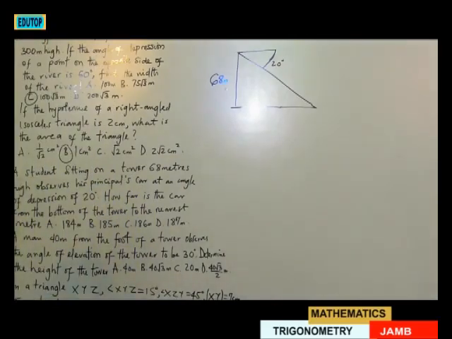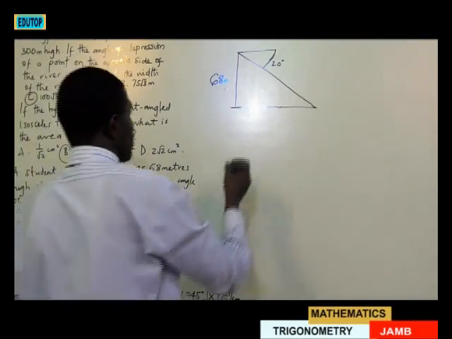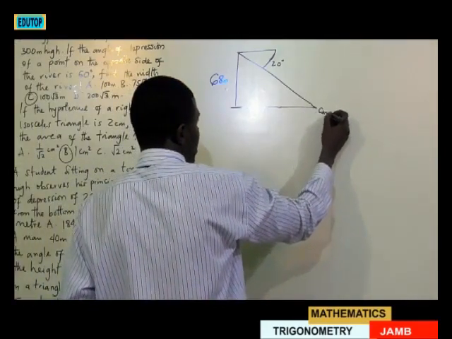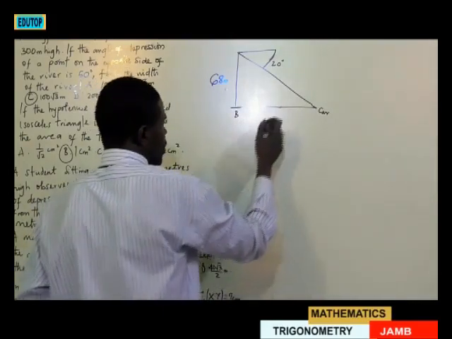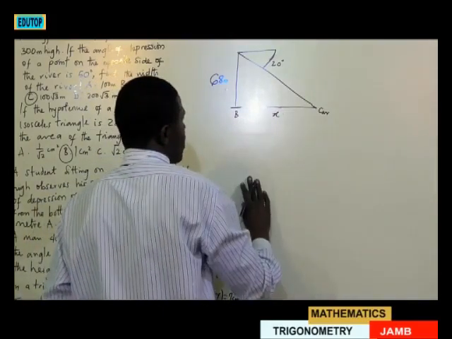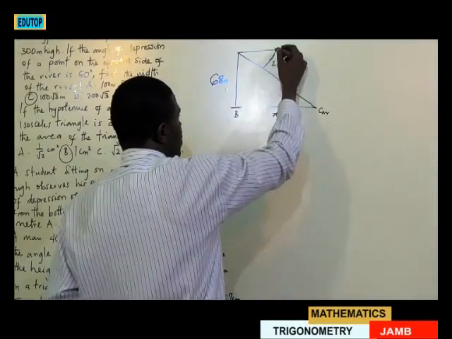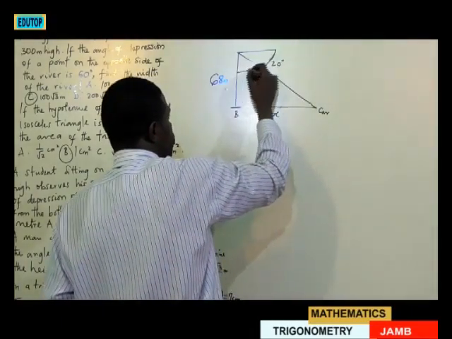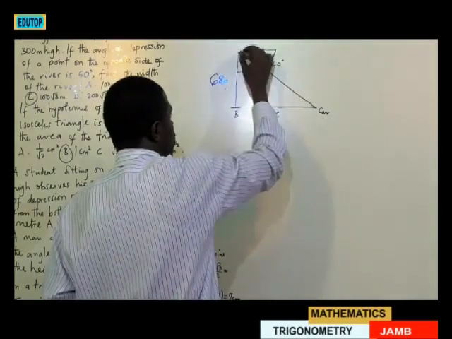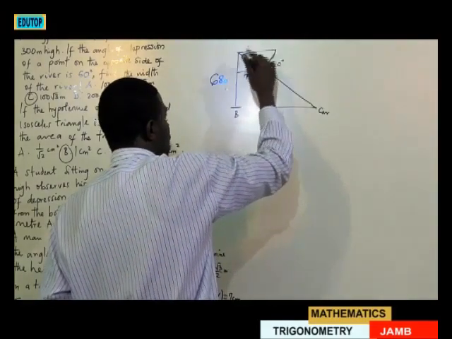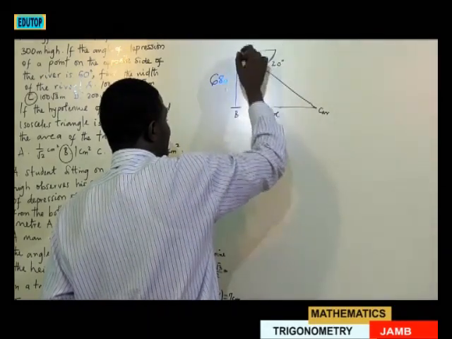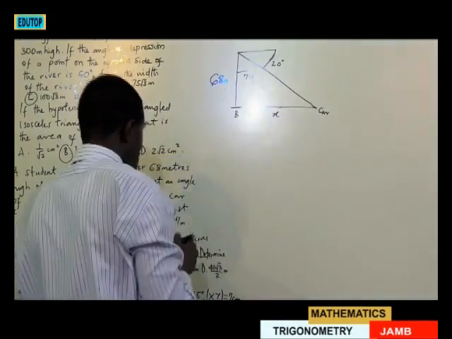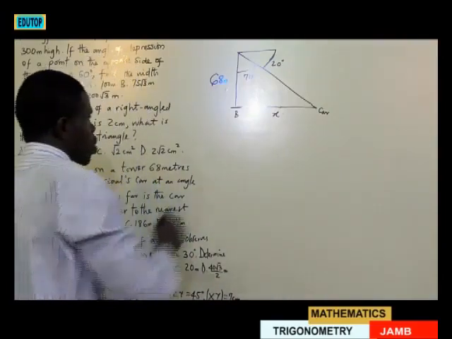Now, how far is the car from the bottom of the tower? So this is the car, and this is the bottom of the tower. Automatically, the question is asking us this distance, let's call the distance x. Meanwhile, this angle is 20 degrees. The remaining angle will definitely be 70 degrees, because the sum of the angles between the depression and the vertical is 90 degrees.